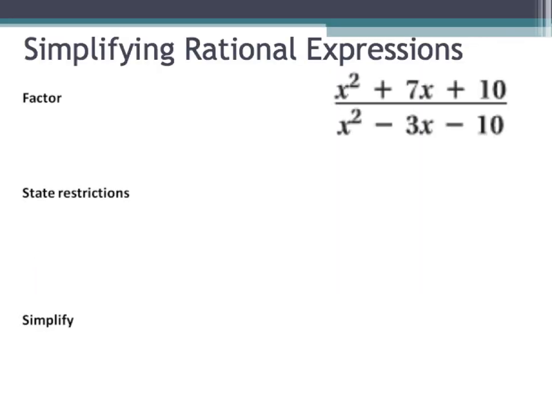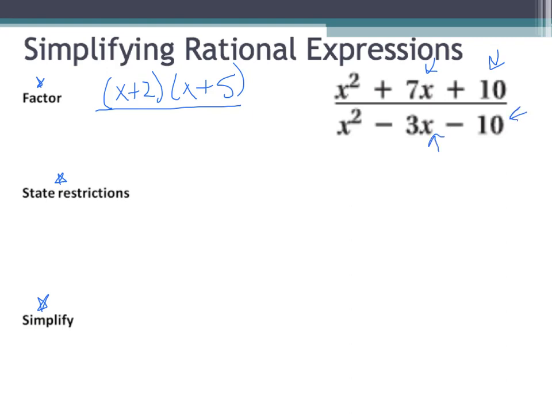First, simplifying rational expressions. You should be following these 3 steps: factor, state restrictions, and then simplify. So first, factoring. If I look at the top, I'm looking at 2 numbers that multiply to get 10, but add to get 7. So that would be x plus 2 and x plus 5. That's factoring the top. On bottom, 2 numbers that multiply to get negative 10 and add to get a negative 3. Since this would be negative, my larger number should be negative. So it would be x minus 5 and x plus 2.